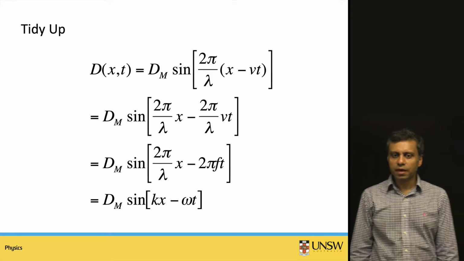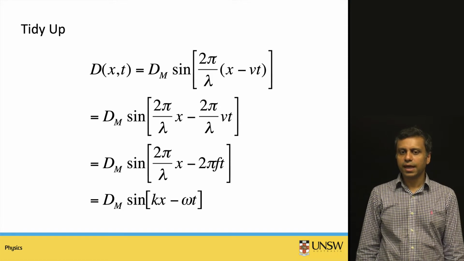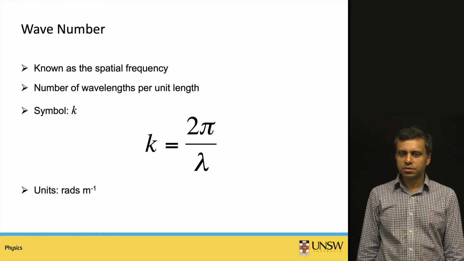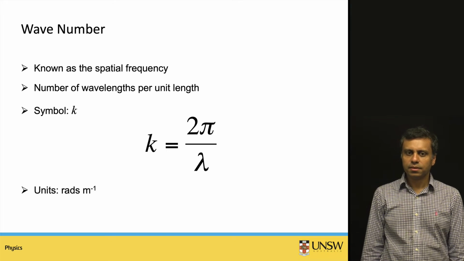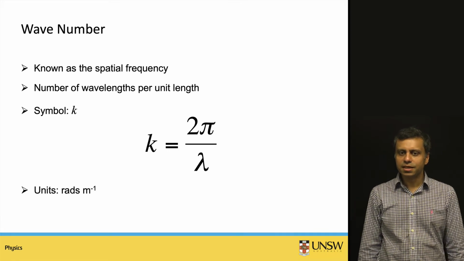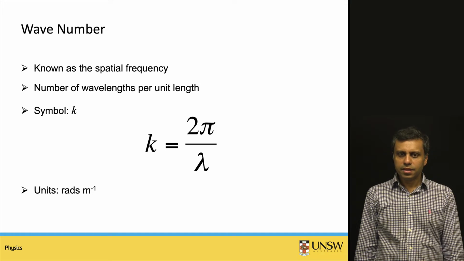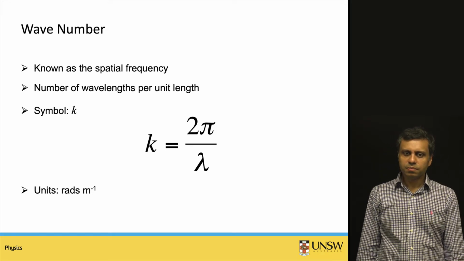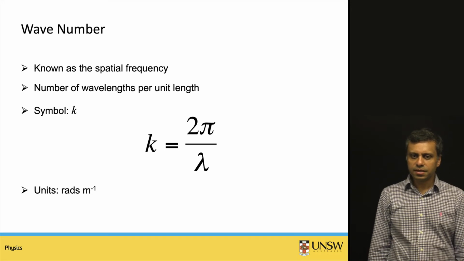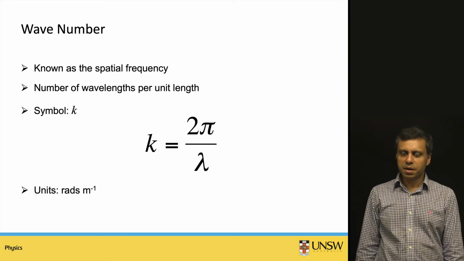So we have this new variable or new constant called k, and what is k? k is given by this expression 2 pi over lambda. This is called the wave number. This is also known as the spatial frequency. This means the number of wavelengths per unit length. This has the symbol as shown. The symbol is k, and its unit is radians per meter.